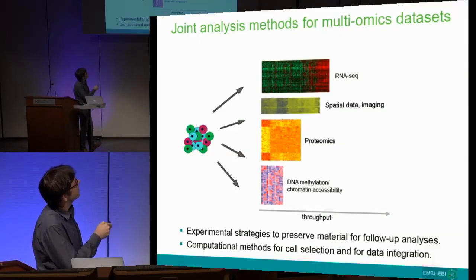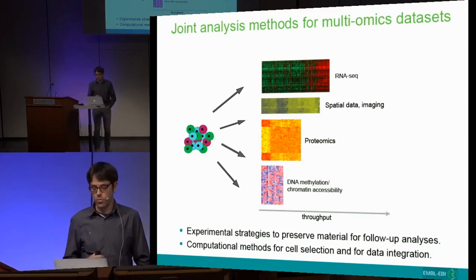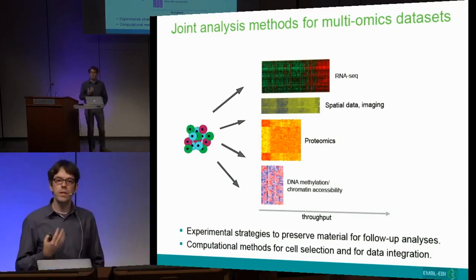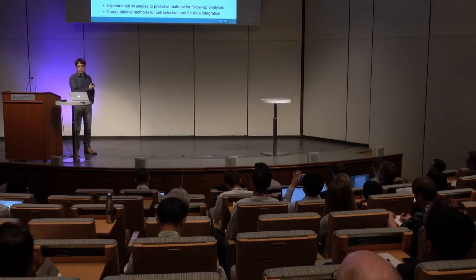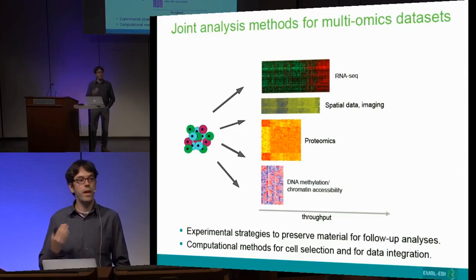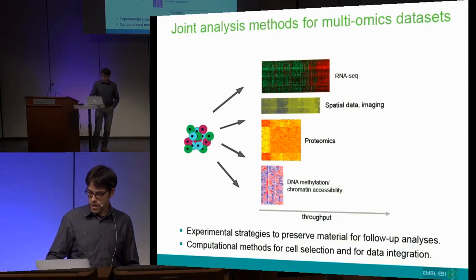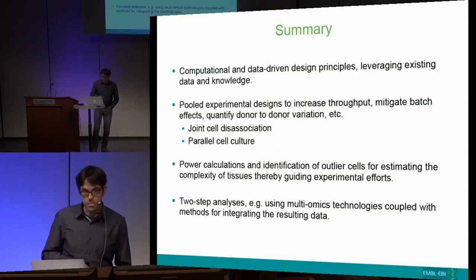And obviously the scales and the rules about what's the throughput will change day by day, so don't quote me on what is high and low throughput here. But the key point is here we need both experimental procedures, for example, preserve samples, but also computational methods to guide the cell selection, and then obviously the analysis of these sort of patchy data sets where we have lots of missing values. Not every cell will have every information, but several cells will have multiple informations to be tied together and integrated. And with this, I just would like to sum up.